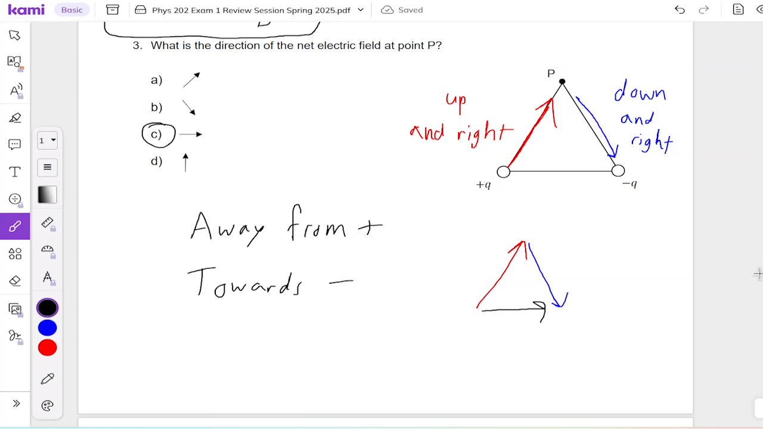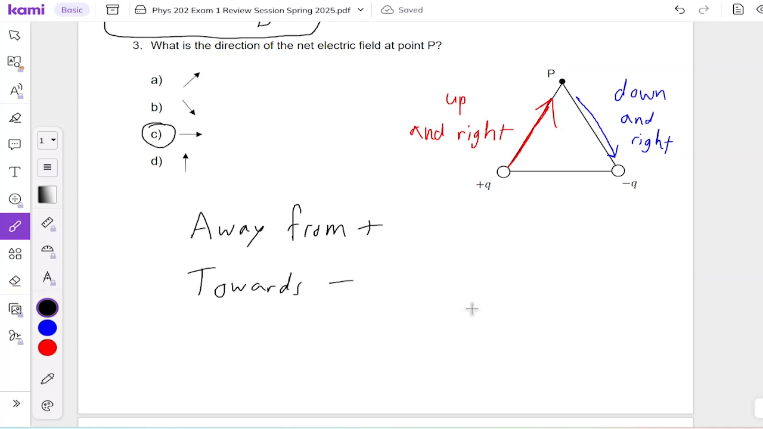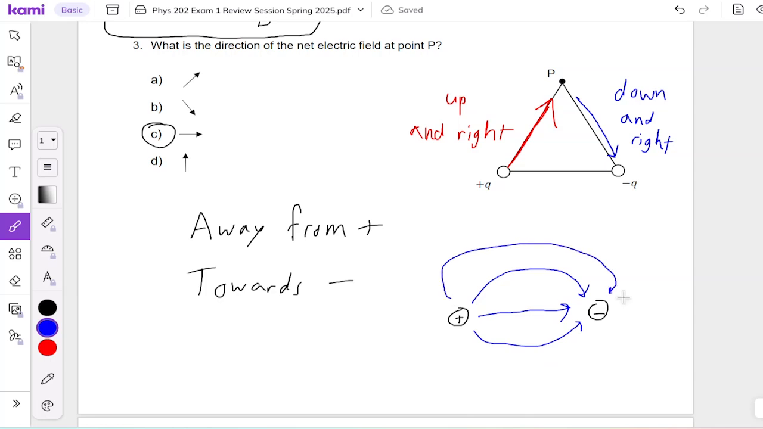Makes sense. Great. One final thing I want to say about this. If I were to draw, because this is also known as an electric dipole, all of the field lines between this positive and negative charge, it would look like this. Away from positive and towards negative, and it technically kind of loops all the way around.